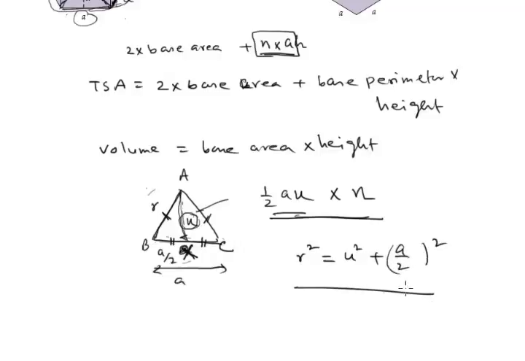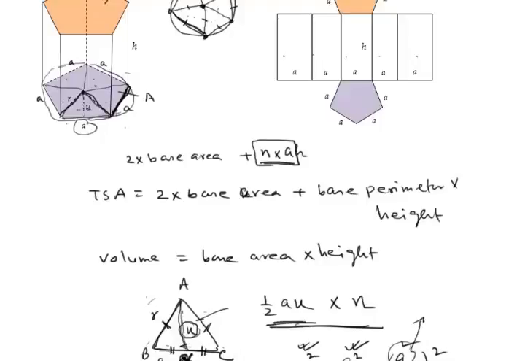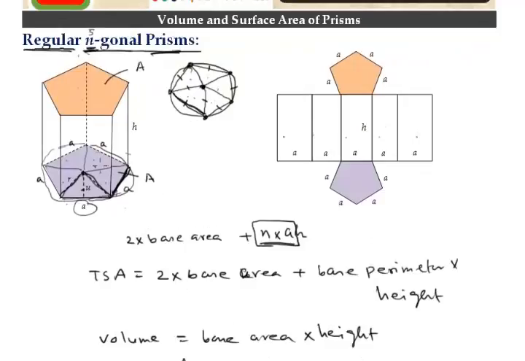So this is the relation that we will be using. If we are given R and A, then we can find U from here, that is the height of the triangle, and using this A and U, we can find the area. If we are given R and U, then from here we can find A, and using this A and U, we can find the area of one triangle. And for a regular polygon, if we can find one triangle's area, we multiply it by n and we will find the area of the total base. So this approach we will be using for various orders of polygonal base prisms.